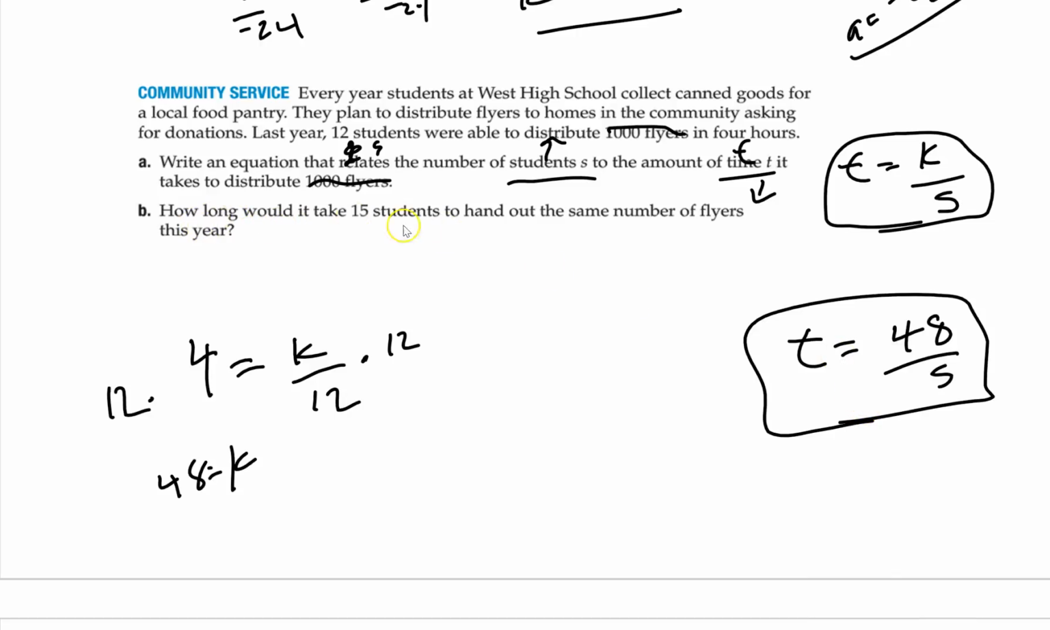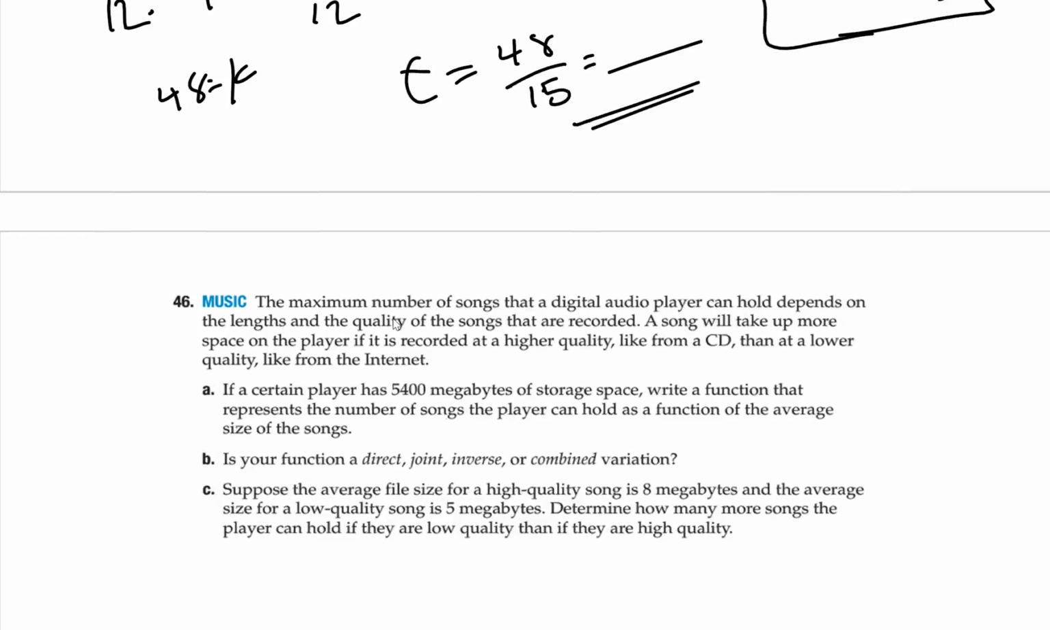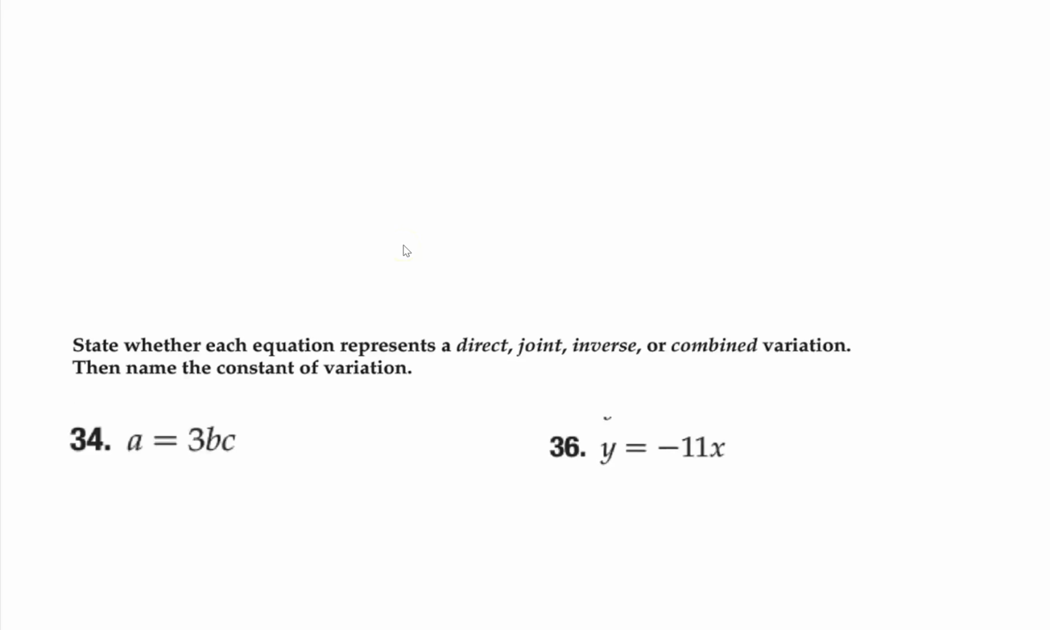Then it says, how long would it take 15 students to hand out the same number of flyers from last year? Well, students is s, right? So plug it in. T is equal to 48 over 15, and you can get some decimal and get your answer. Right, that's the idea though, right? Inverse relation, so set up the equation. Once you do that, use that to find your k. And once you have that, you can plug in anything you want. We'll skip this one, same idea.